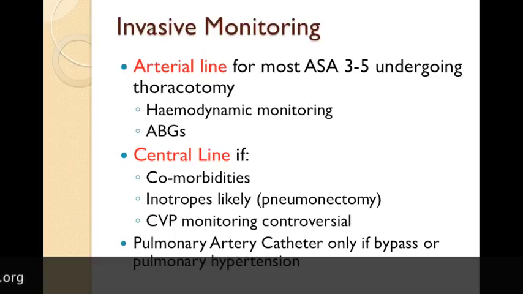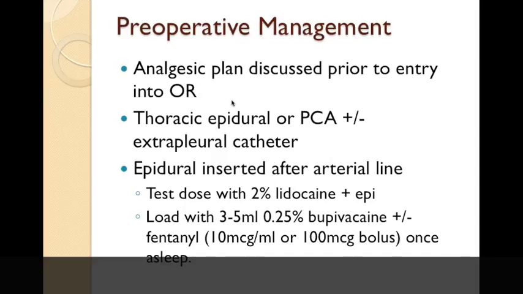But as I said, I find it most useful for access and inotropes. Pulmonary artery catheter we wouldn't routinely use, but if they're going on bypass, or if they have severe pulmonary hypertension, there might be an indication for it. But if they're having severe pulmonary hypertension, then you have to question what is the operation and why are we doing it. Now, preoperative management of these patients includes an analgesic plan.